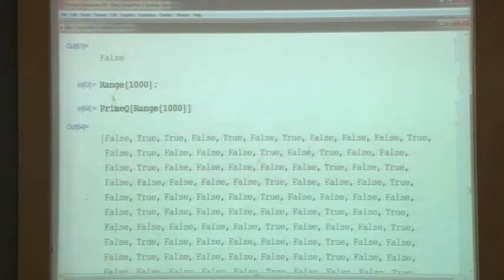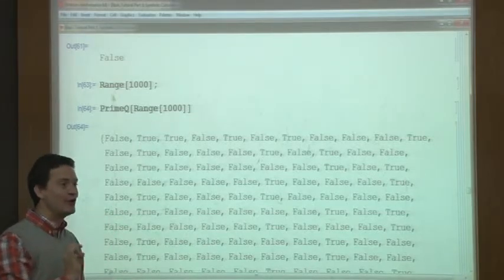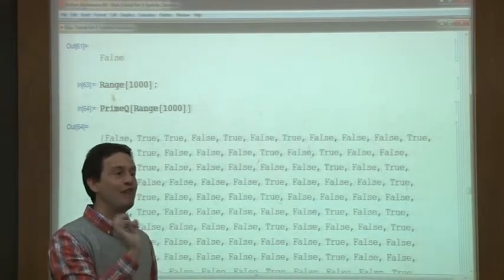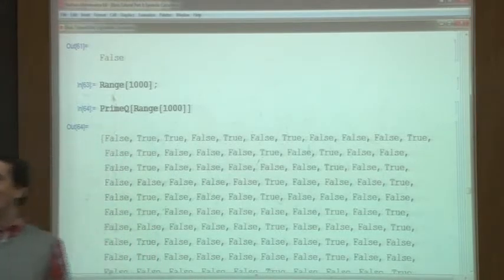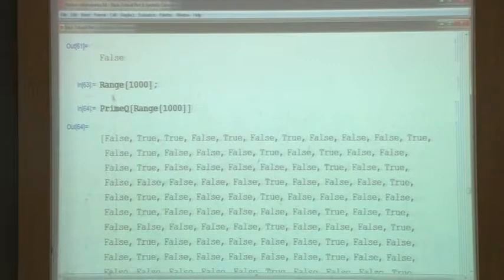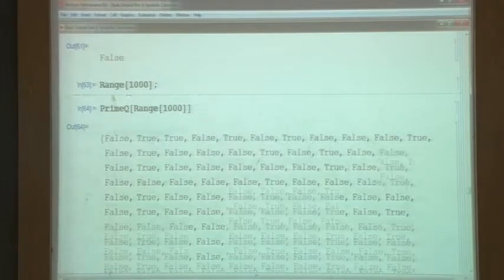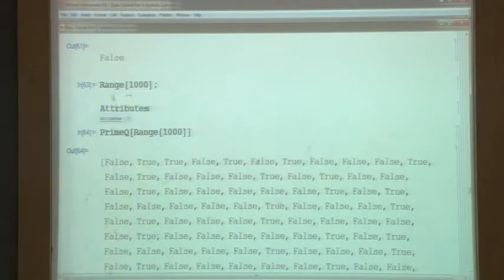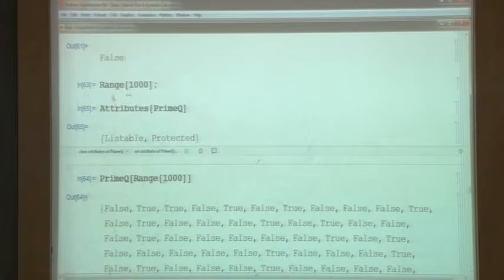Listable, very good. Because the attribute of PrimeQ, one of the attributes is that it's a listable function. What it means is that automatically when I give PrimeQ a list as an argument, then it will automatically apply that function to all of the individual elements, right? If I'm not sure, what I can do is check Attributes of PrimeQ.